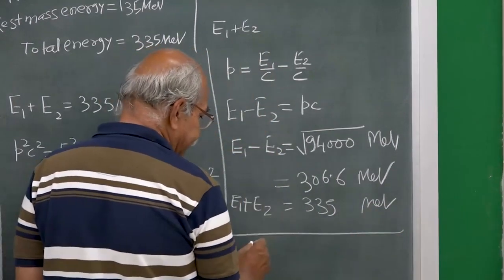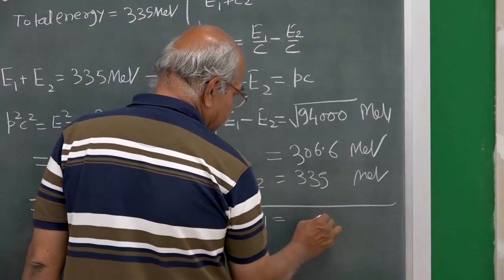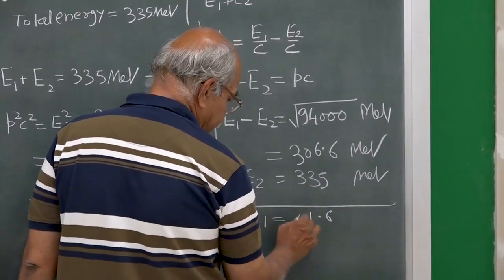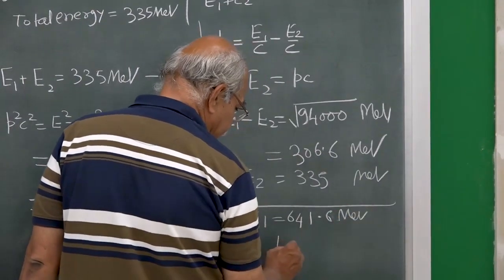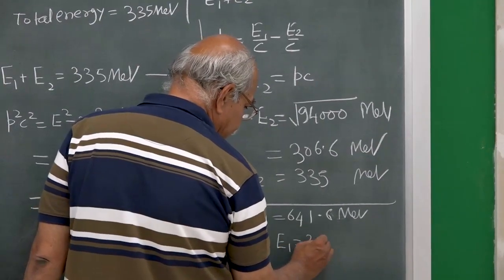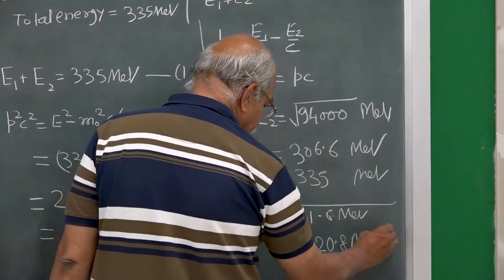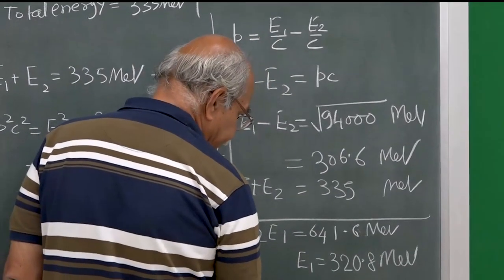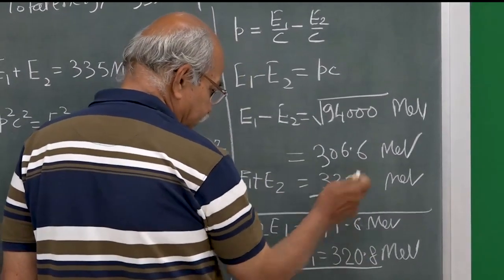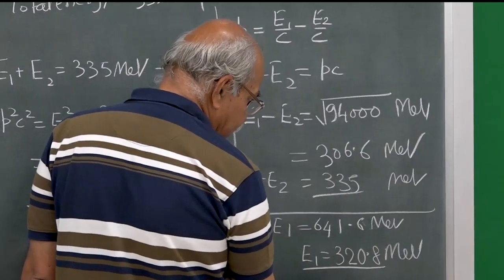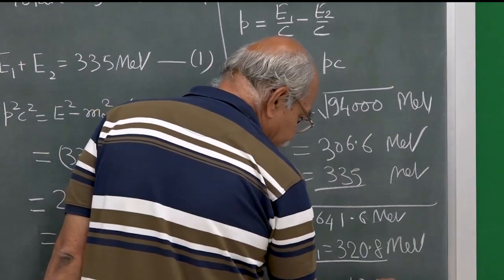And E1 plus E2, you know what it was, 335 MeV. So, you add them, you get 2E1 equal to about 641.6 MeV, and that gives me E1. E1 is 320.8 MeV. And then E2 you can get by subtracting: E1 plus E2 is 335 and E1 is this. So, it is just 14.2 MeV, E2 is 14.2 MeV.